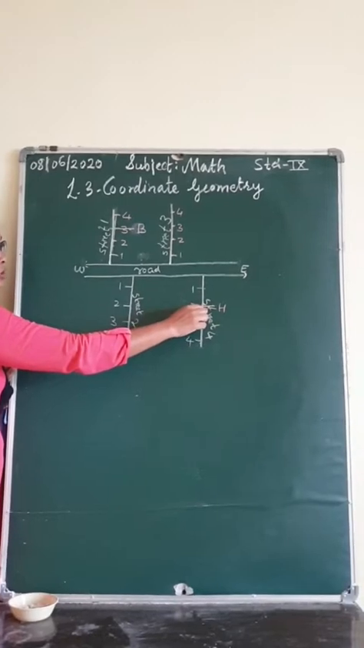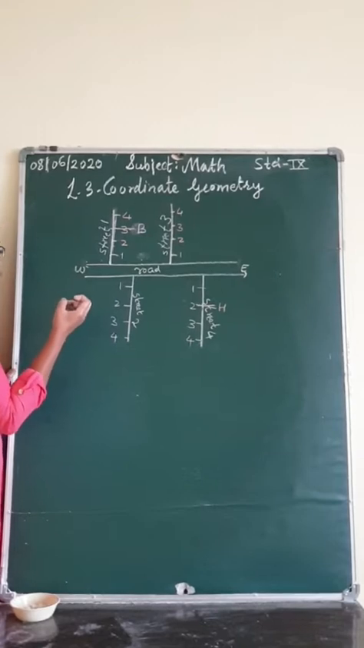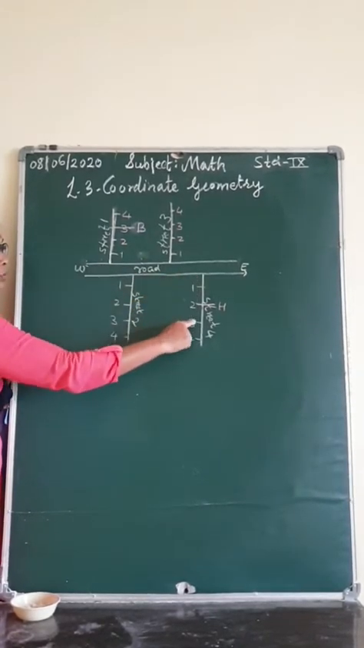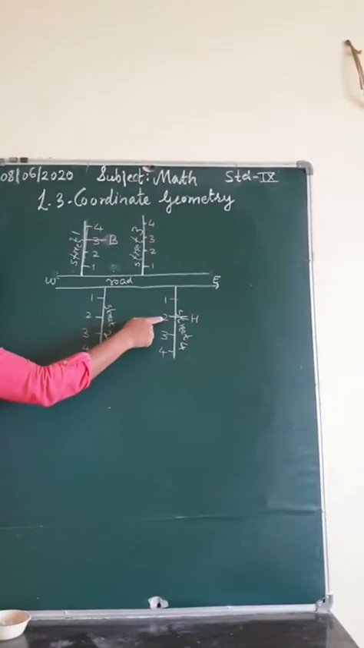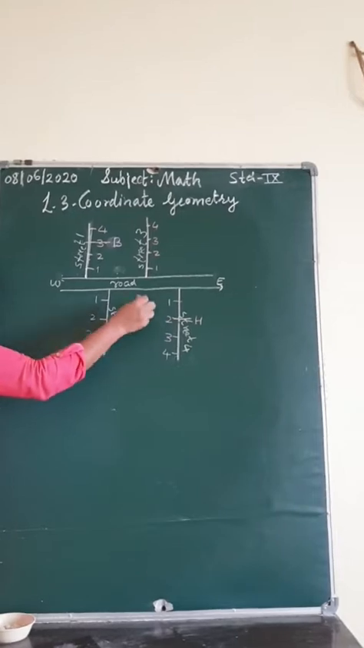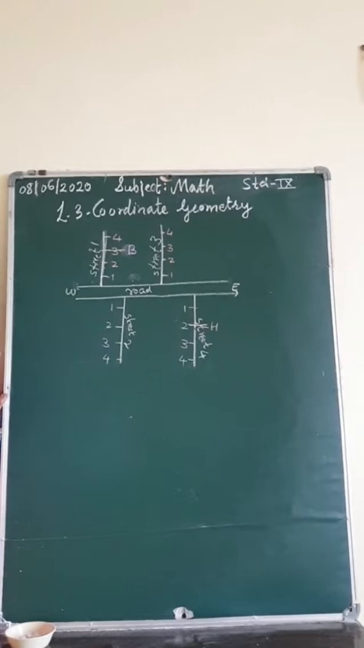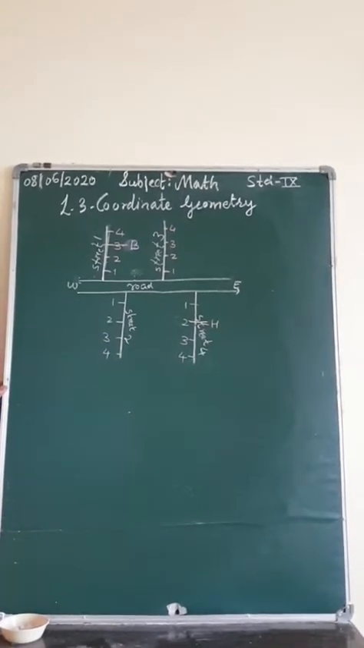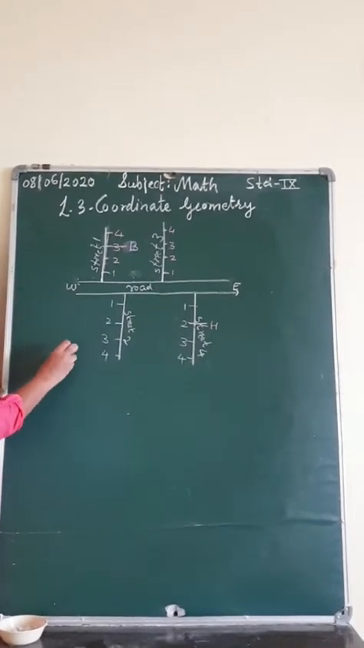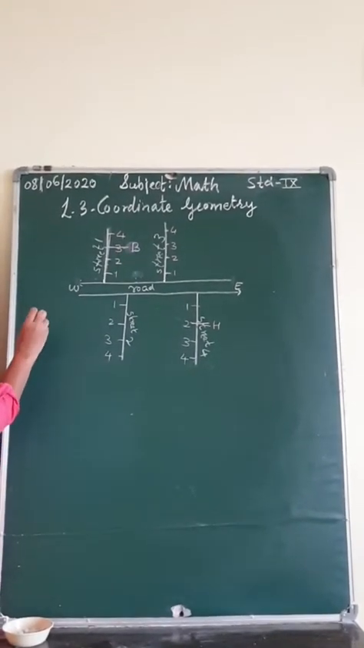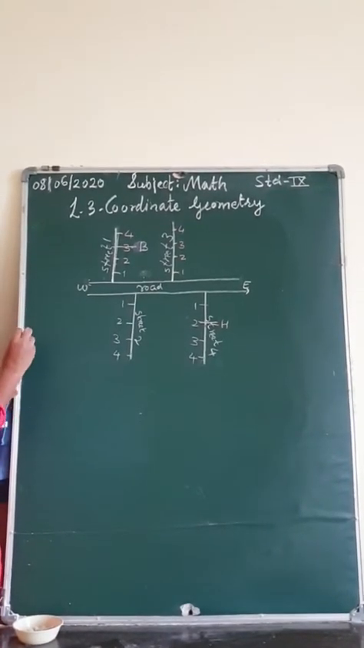Similarly, for house H, we need two things to know. That is, this house is located on street 4 and it is the second house. So this pair of things we need to know the position. So coordinate geometry means what we learn about positions, how to locate the positions and how to describe the positions. And for that we need two things to know.